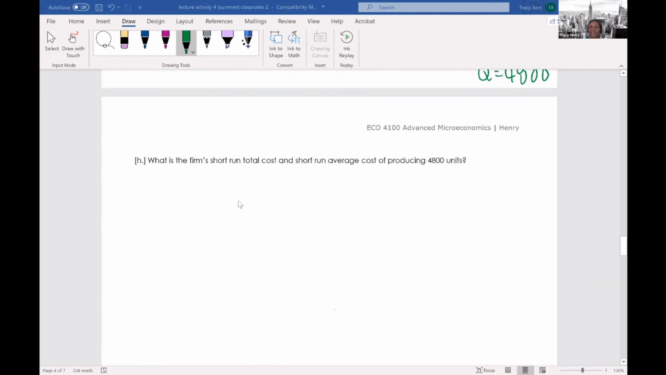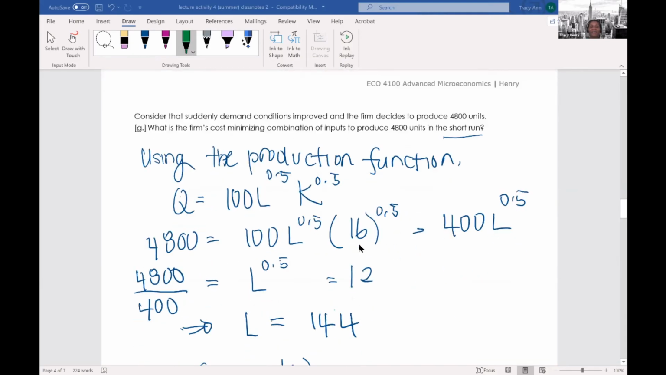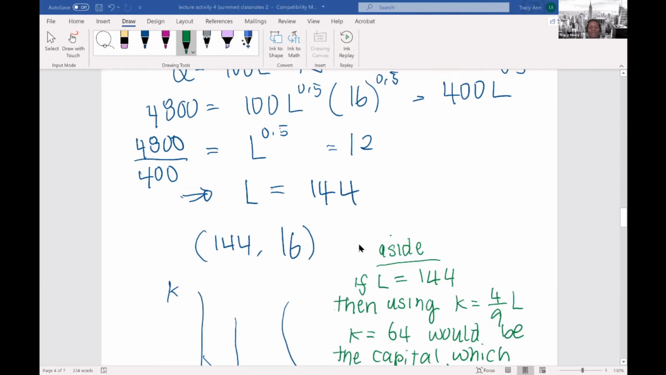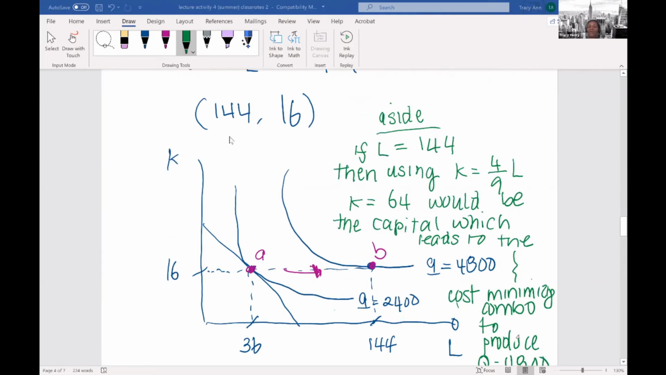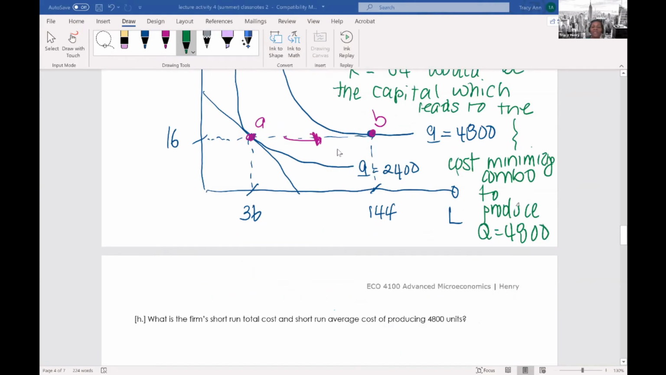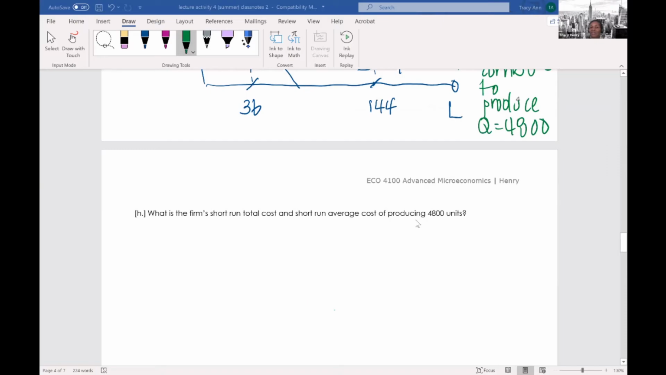So then it comes to the next question. Here in the short run, after the shock and after consumers are now buying up the cottage cheese just because they hear that it will cure whatever intestinal disease you have or prevent one from occurring, this firm in the short run decides to hire more workers and speed up its production to do 144/16. So the next question says, what is the short run total cost and short run average cost of producing 4,800?